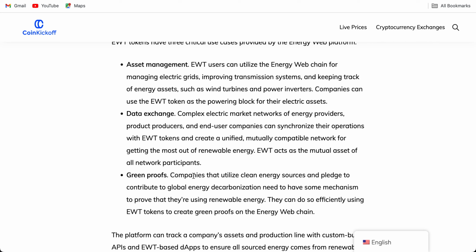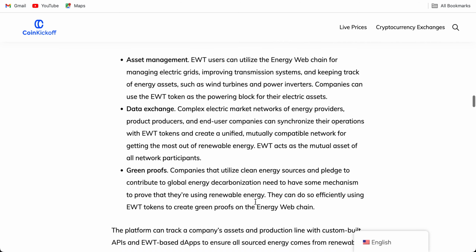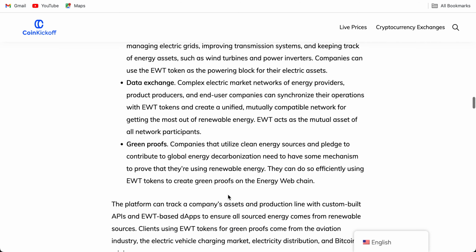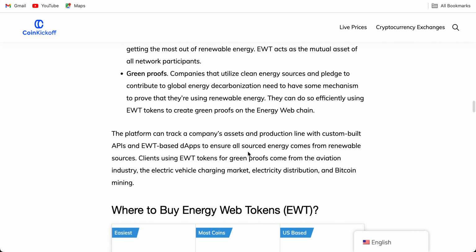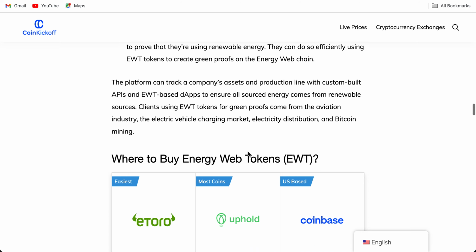Green proofs, companies that utilize clean energy sources and pledge to contribute to global energy decarbonization need to have some mechanism to prove that they're using renewable energy. They can do this efficiently using EWT tokens to create green proofs on the Energy Web Chain.